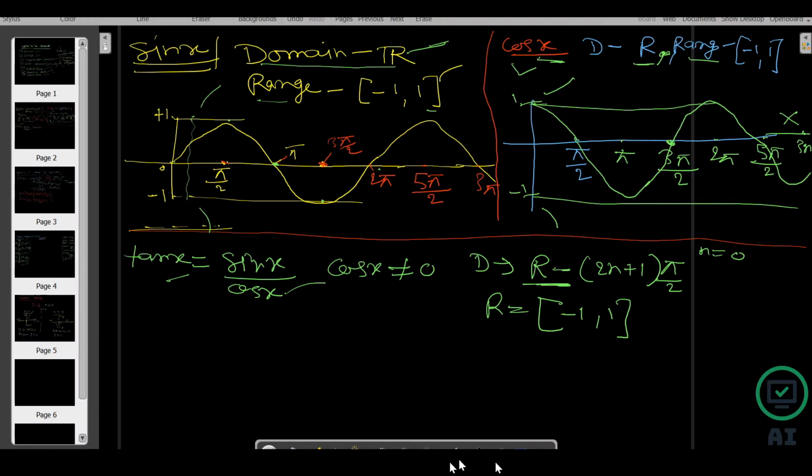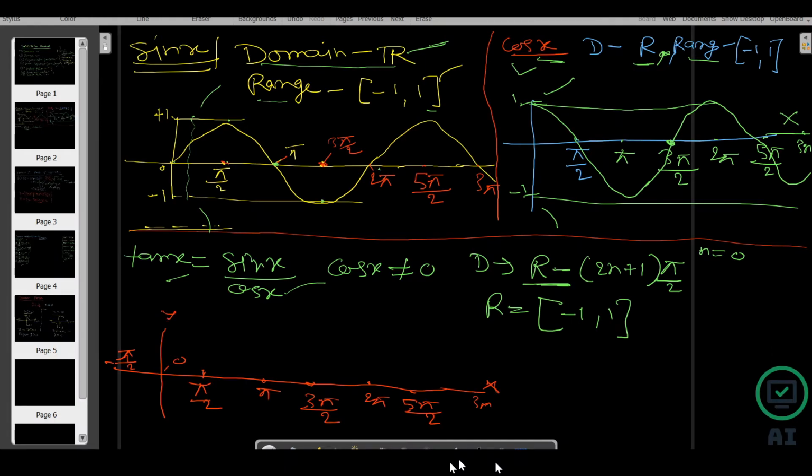Similarly, let's see the graph of this. What is the graph of this? If you take this graph, this is pi by 2, this is pi, this is 3 pi by 2, this is 2 pi, 5 pi by 2 and 3 pi, and going this side, this is minus pi by 2 and this is 0. So this is the x-axis, this is the y-axis.